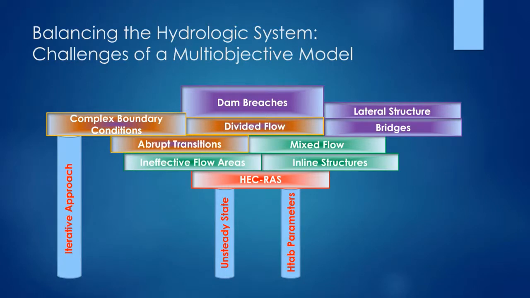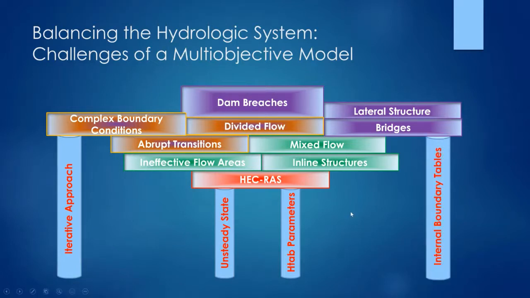Another helpful tip is using an iterative approach for complex boundary conditions. So for downstream, starting with a normal depth, getting a stage hydrograph from that, adding your depth that you want to use for whatever conditions to that, and then inputting that into the model is one way to handle it. Internal boundary tables for bridges: use realistic flows when you're putting those in. That really helps the model to converge more easily. Ineffective flow areas, if they reduce complexity, they're helpful. If they make it more complex, not so much.